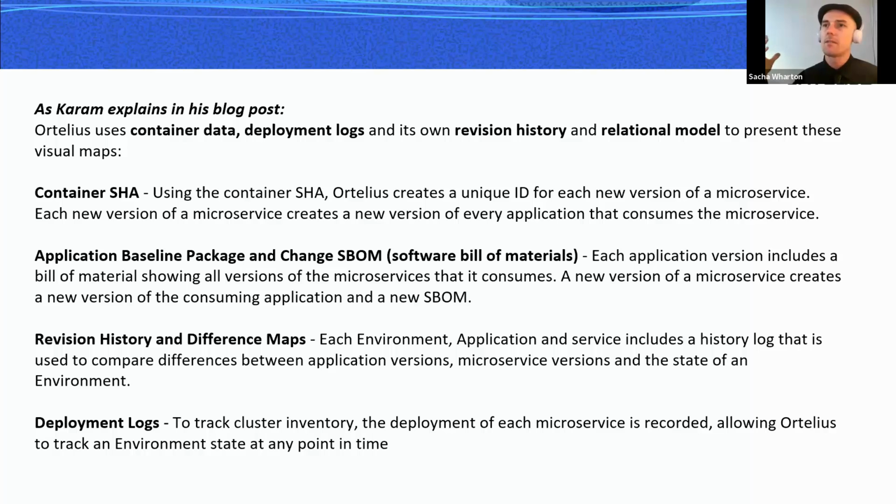For example, it's the use of the container SHA. It's the application baseline package and change software bill of materials. It's the revision history and the difference map. So you can actually use Ortelius to show what was changed and what it is now. You can track deployment logs. It combines this data to give you a complete overview of your application and how it has relationships with other microservices that are running in your environment.